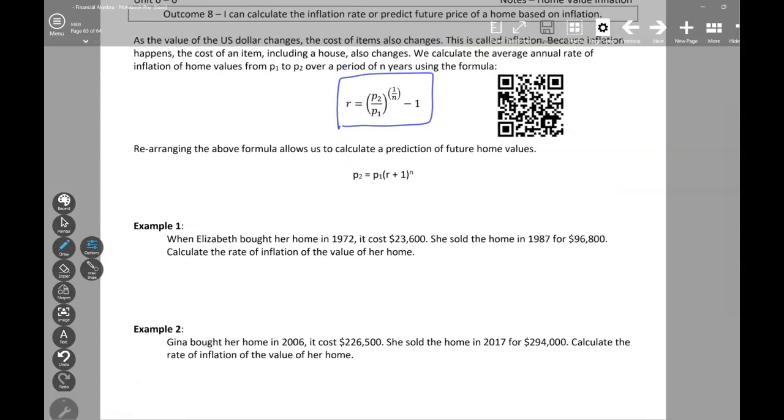When Elizabeth bought her home in 1972, it cost $23,600. She sold the home in 1987 for $96,800. Calculate the rate of inflation of the value of her home. What was the initial price of her home? Would that be P1, P2, R, or N? P1. It's the very initial price. Price 1 is $23,600.